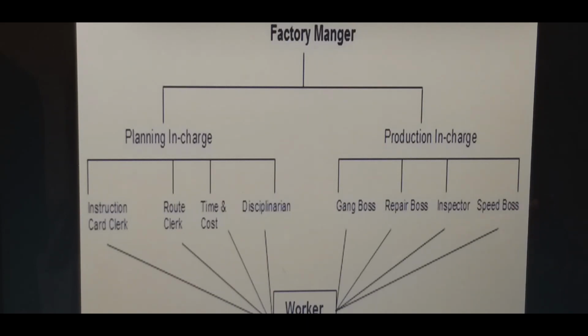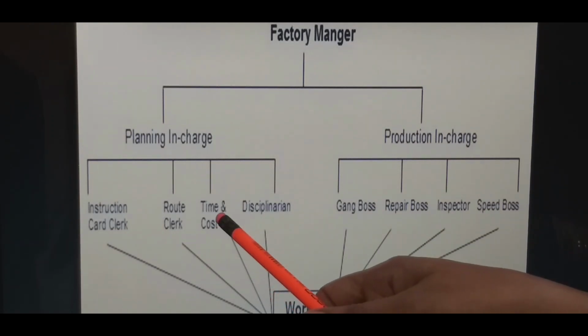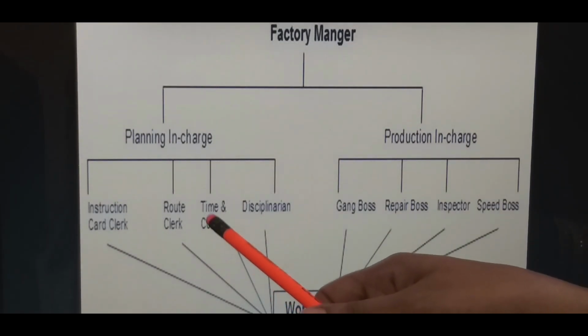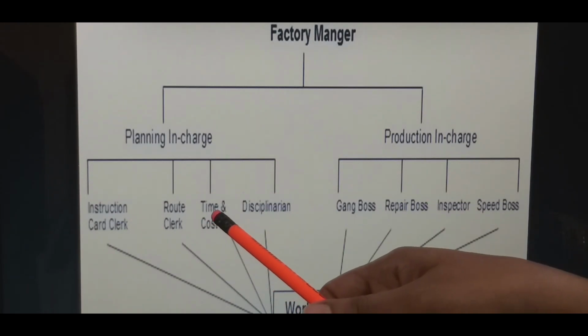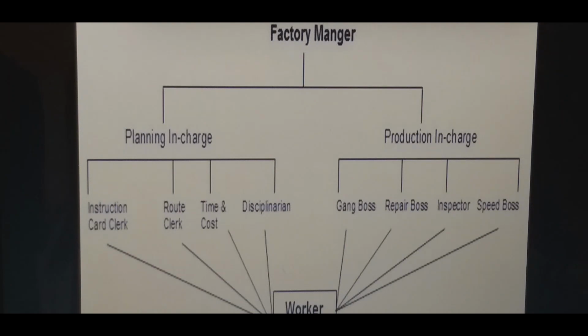So step by step, what will be the sequence of completing the task, that is decided by the route clerk. The next comes time and cost clerk. The name is suggesting the function. Time, that is, this foreman decides the time within which the task should be completed. He fixes that standard time within which the task should be completed. He also fixes the cost at which the work should be completed.